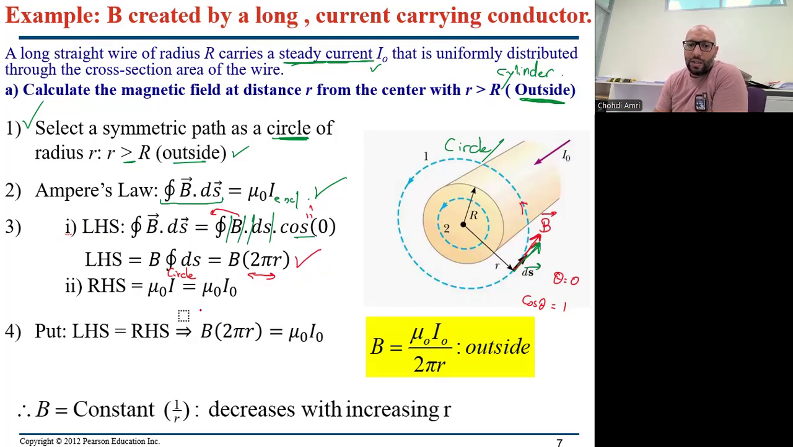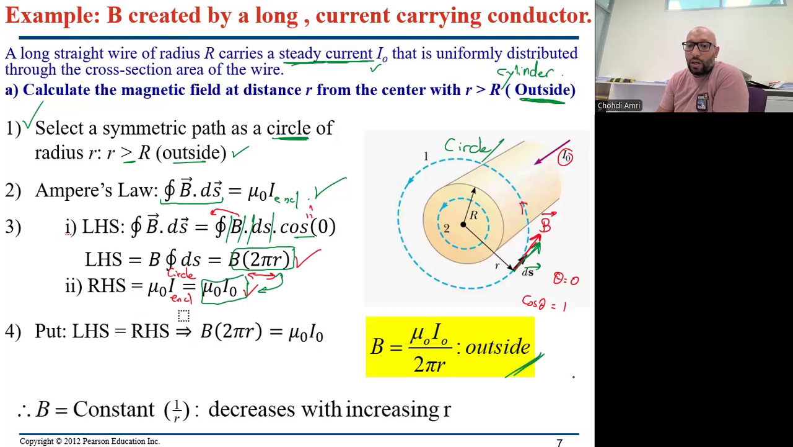For the right-hand side, we said it's mu naught multiplied by the current enclosed. So how much current are we enclosing? We are enclosing the total current, which is I naught. So the right-hand side will be mu naught multiplied by I naught. Now this quantity, the left-hand side, is going to be equal to this quantity, the right-hand side. And we can say that 2 pi r multiplied by B equals mu naught I naught. So B equals mu naught I naught over 2 pi r.